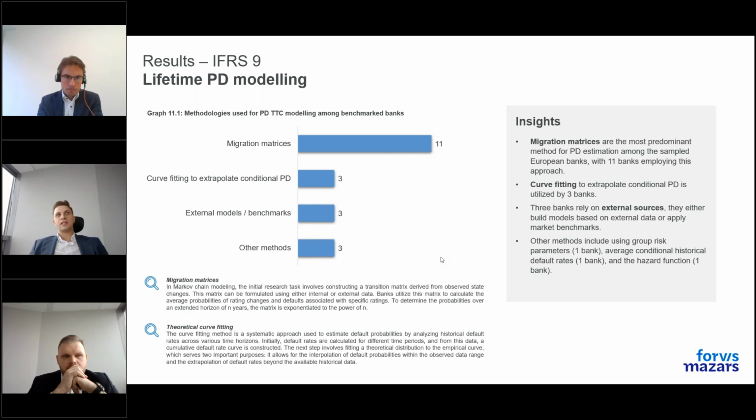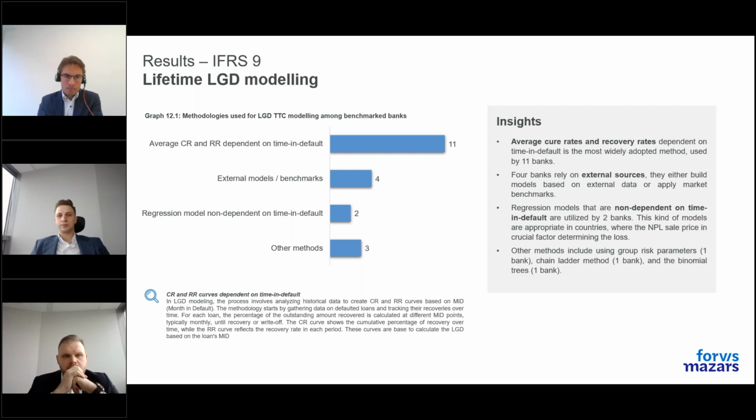So the next slide is very similar to the previous one, and its aim is to present you with the approaches to LGD modeling. So similarly to PD, we have one predominant method, which is using average cure rates and recovery rates, which are dependent on the time in default. It means that, again, banks are using historical data.